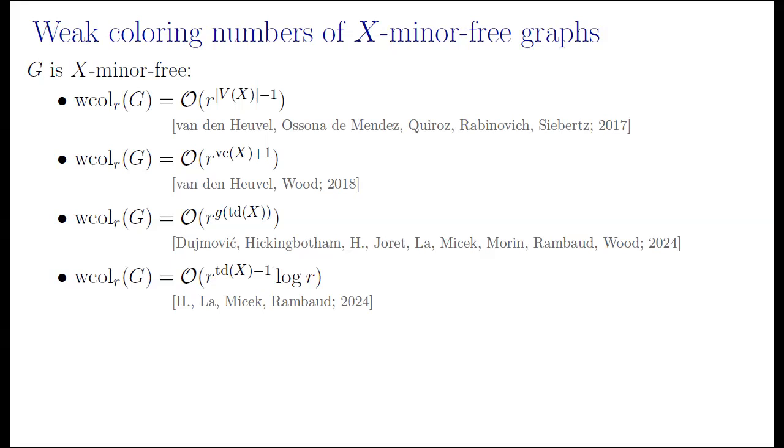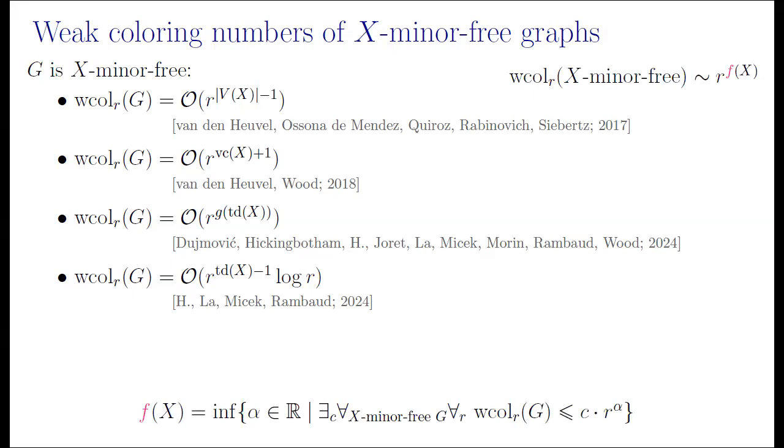Okay, but this motivates the following definition. f of X, on the bottom here I put a very formal statement, but maybe we should just look here. f of X is the maximum possible exponent of r in the weak coloring number of X-minor-free graphs. One can define this precisely, and I did it here. What does it mean? This means that all of the results here can be restated in terms of this f of X parameter.